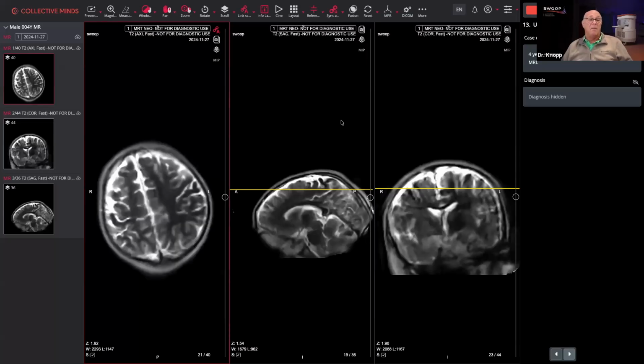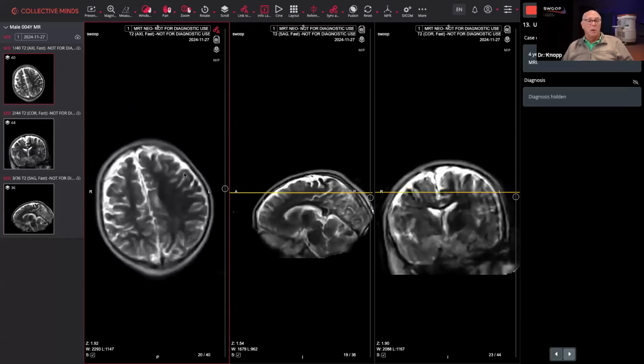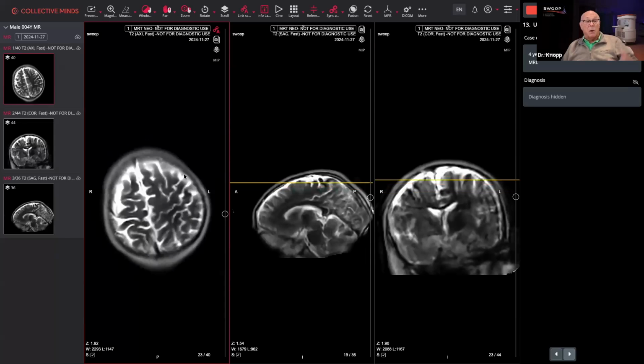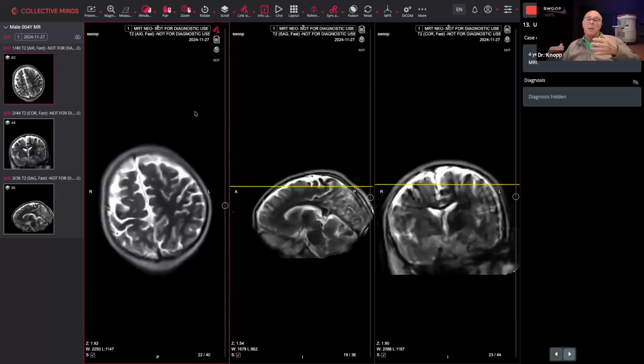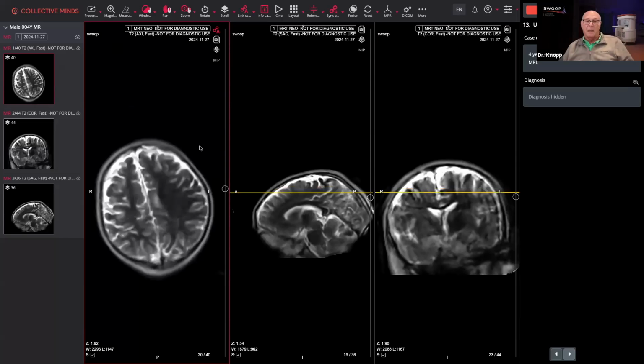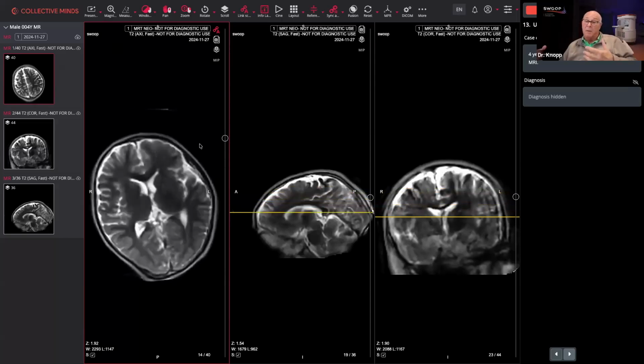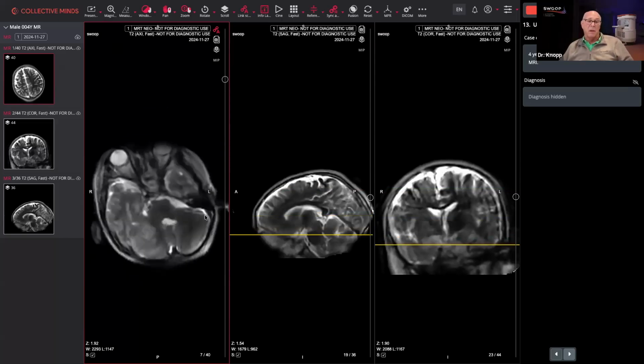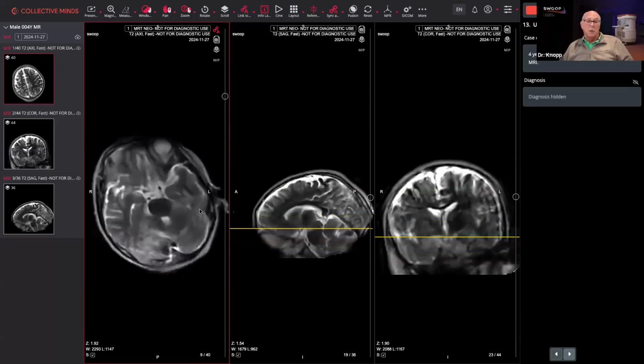Okay, so we have T2 weighted imaging in multiple planes, sagittal, axial, and coronal, and we can look through these. Again, these are fast T2 as they're indicated, but they're still of diagnostic quality. And again, the child didn't have to be sedated, didn't have to have anesthesia, didn't have to have basically anything, and is watching a movie during this examination.